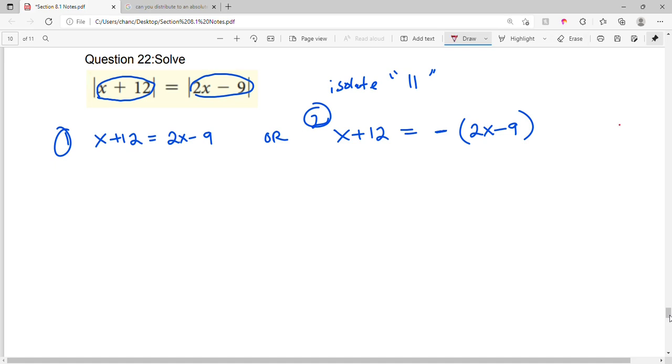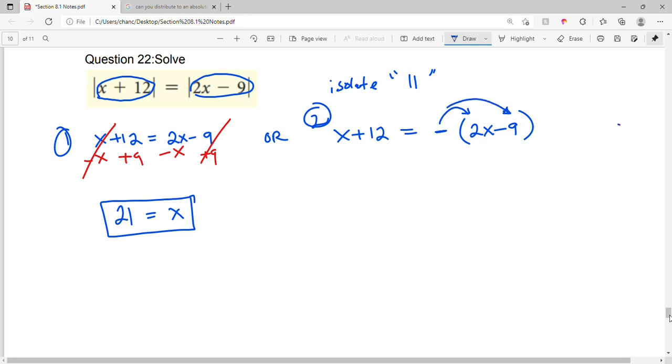So let's get started. Let's try the first equation. Let's subtract x from both sides, and we'll also add 9 to both sides. This cancels some terms out for us. And so we have 21 is equal to x, and that's our first solution from the first equation. For the other side, we'll have to distribute that negative 1, and since this is a parentheses, we can do that. We'll pretend this is a negative 1, so x plus 12 equals negative 2x, and negative 1 times negative 9 is a positive 9.